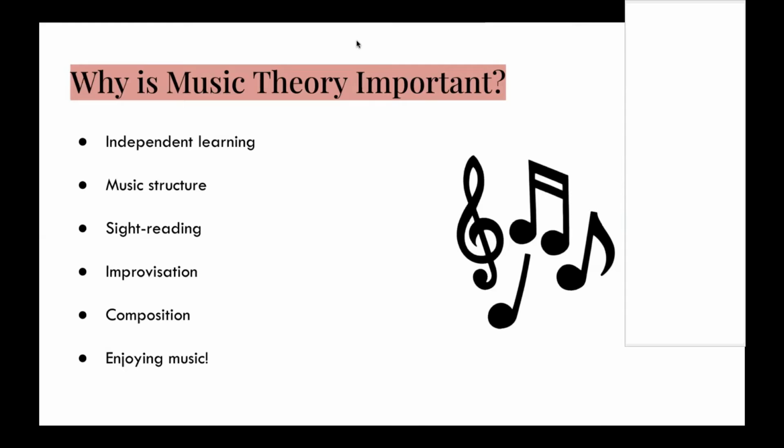It's important for improvisation, which is creating your own music on the spot, and composition, which is creating your own music, but planning ahead, basically. Creating music ties in with music theory a lot. So if you want to study composition or improvisation, music theory is very important. And lastly, music theory is important simply for enjoying music. If you understand what you're listening to or playing, that will help you enjoy it much more. So yeah, those are just a few reasons why music theory is very important to learn.